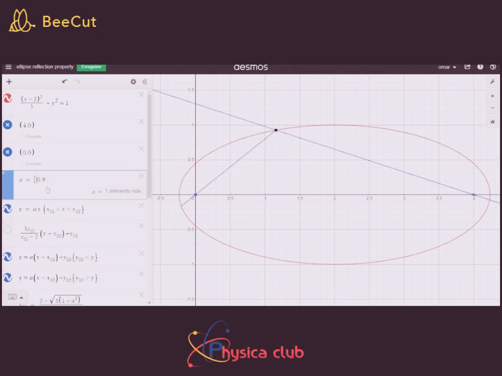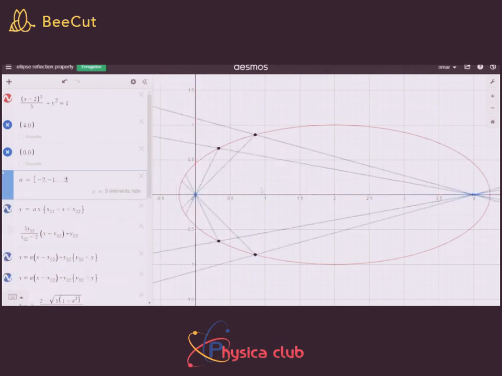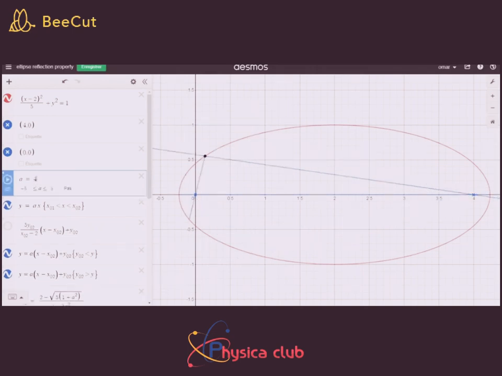Let me draw some more rays. I will have this one at minus 1, 2. We have here some rays, and as you can see, all of them get focused there. All of these rays come and get focused at this point here. Now comes an amazing application of that.